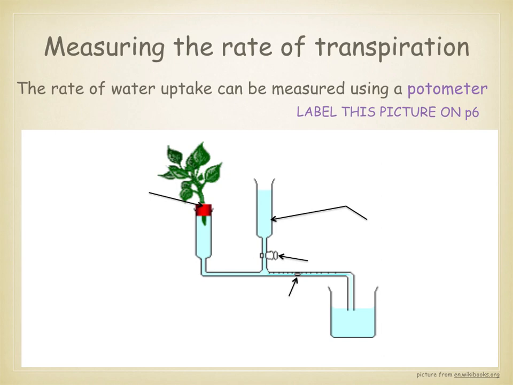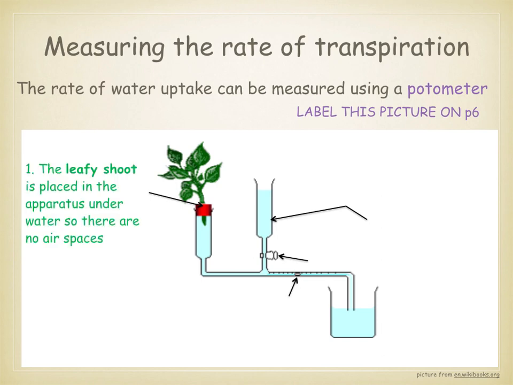Now, something to consider, the volume of water lost by a plant is slightly less than the volume of water taken in by the roots. This is because some of the water is going to be used up in photosynthesis and in keeping the cells turgid. However, in this case of the potometer, we do make the assumption that water uptake is equal to water lost.